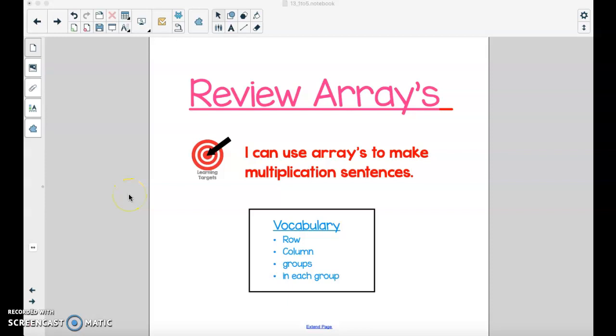Hey second graders, I wanted to give you a quick review. I'm actually sitting outside because it is a beautiful day, so if you hear some birds chirping in the background, you can just ignore that.